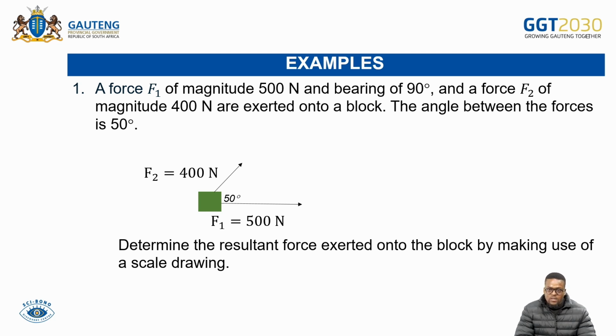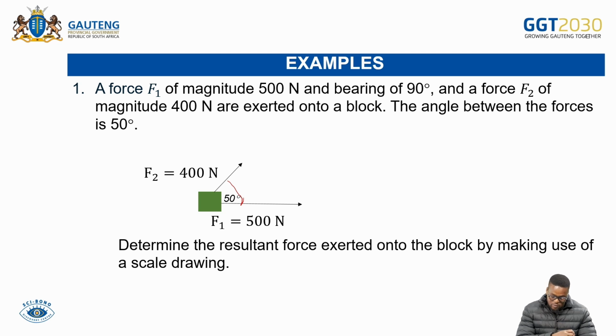Determine the resultant force exerted on a block by making use of a scale drawing, which means you must choose a suitable scale to accommodate these two forces. So F1 is 500 newtons, and F2 is 400 newtons. 500 newtons is pointing to the right, or east if we are using a compass direction, and 400 newtons, which is F2, is northeast, right? The angle between these two is equal to 50 degrees.